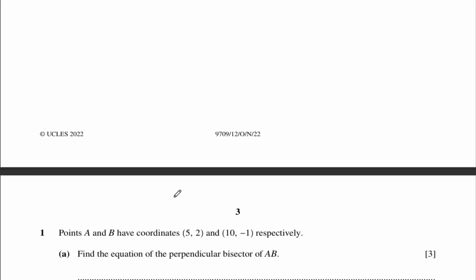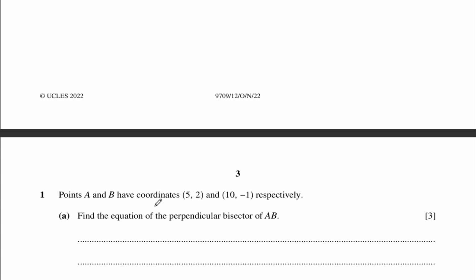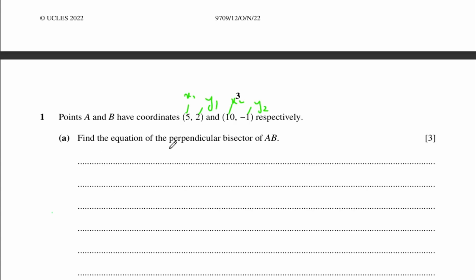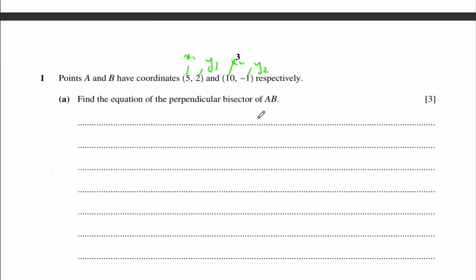Question number 1: points A and B have coordinates (5, 2) and (10, -1). For describing the coordinates, we can say that this is our x1, this one is y1. This value belongs to point B and it will be called x2, this one y2. Moving further, now we have to find the equation of the perpendicular bisector of AB.